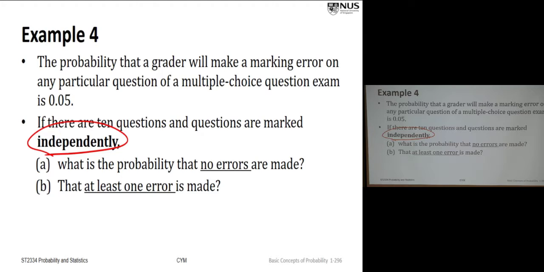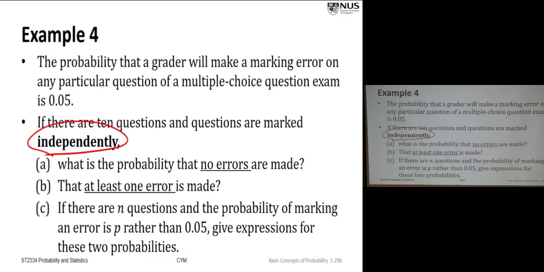So these two events, A and B: the first one is errors equal to 0. That means no mistakes. The second one is at least 1. That means 1, 2, 3, 4, 5, 6, 7, 8, 9, 10. You have to have any one of these events, or a union of all of these. In fact, what I'm trying to say is that these may be just complements of each other. All right. The third question is that if there are n questions, so no more 10 questions, but a general number, n, and the probability of error is p instead of 0.05. So give an expression of these two probabilities.